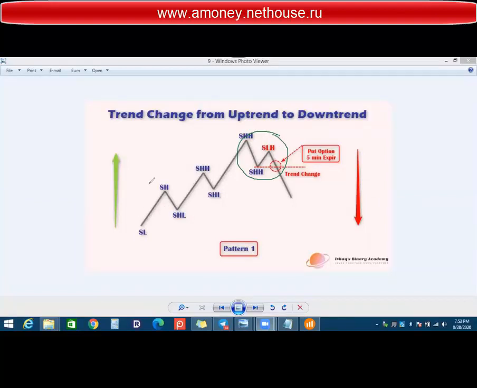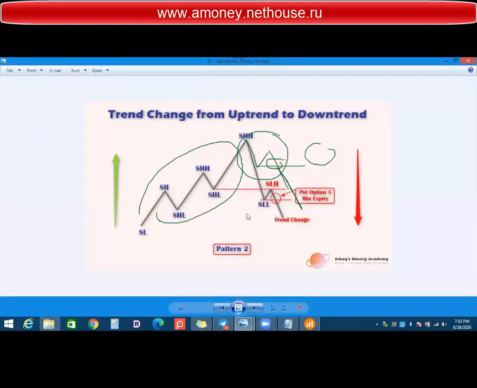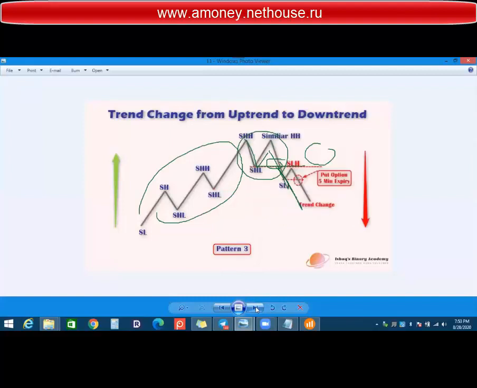Here, the market is in an uptrend. It goes down and then does not make a higher high again. It makes a lower high. The market moves down. Here it's confirmed. Then you can place a 5-minute trade. It will go down. For 5 minutes, it will surely go down. This is pattern number 1, and this PDF I will share with you. Pattern number 2, same thing. You can understand. 3, 4, 5. These are 5 patterns.